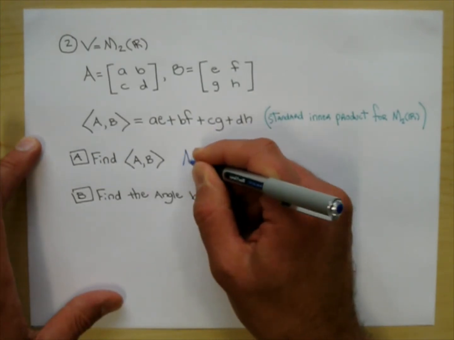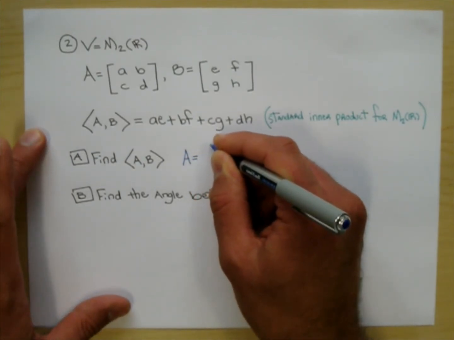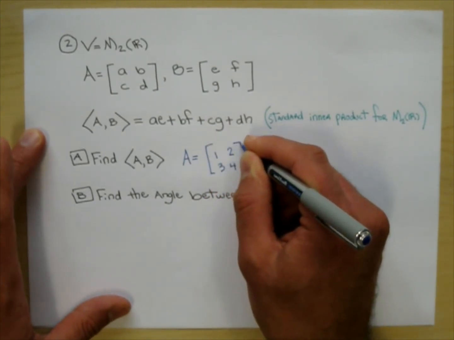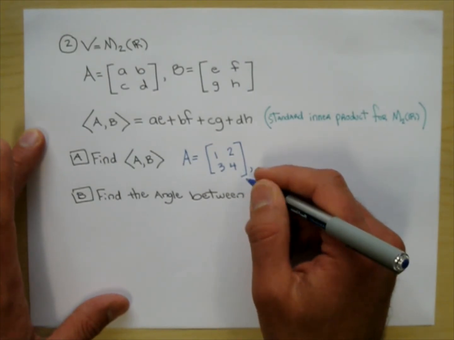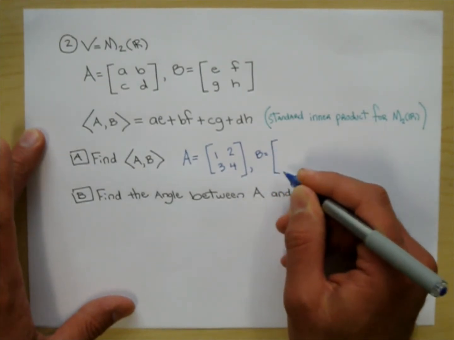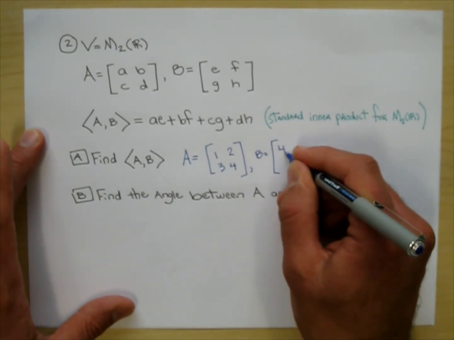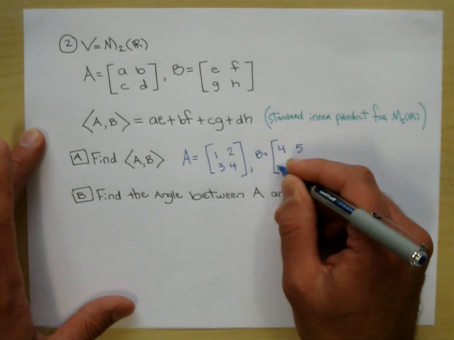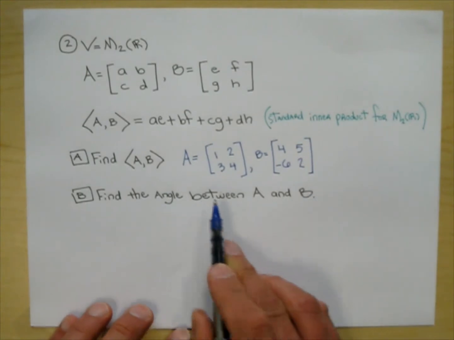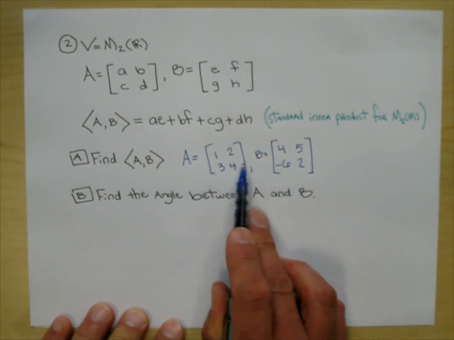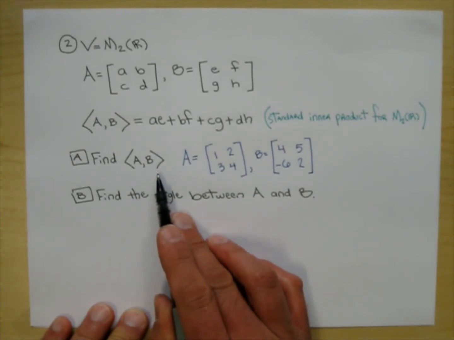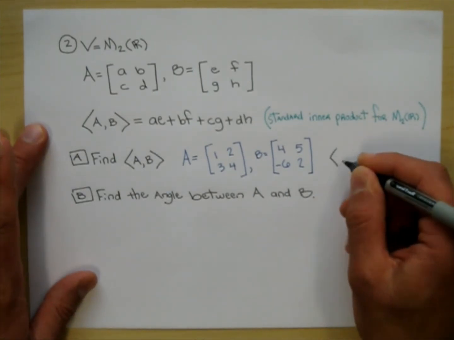Let's put A right here. So A is 1, 2, 3, 4. And B is 4, 5, -6, 2. Okay, so this is part of the given. So let's find the inner product of A and B. I'm going to do that right over here, hopefully I have enough space.